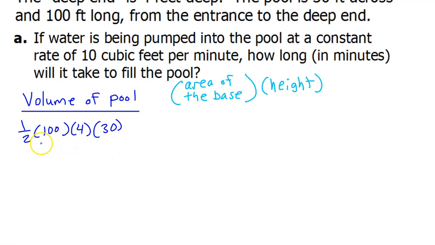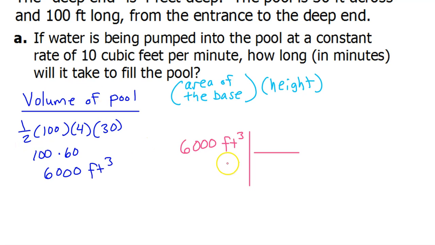So what do we have? Half of 4 is 2. 2 times 30 is 60. So we have 100 times 60. So that's going to be 60 with 2 extra zeros. So 6,000 cubic feet.